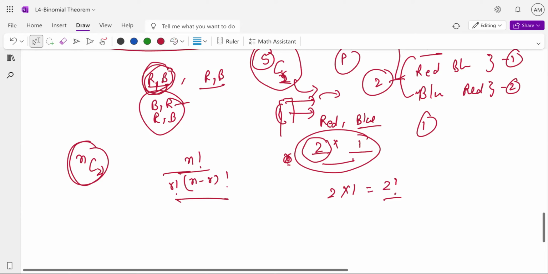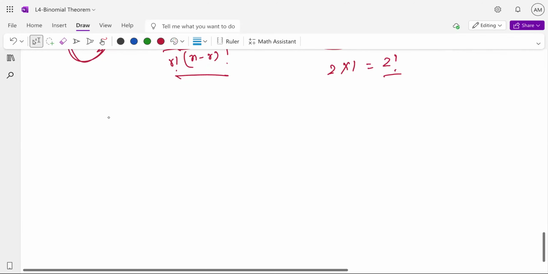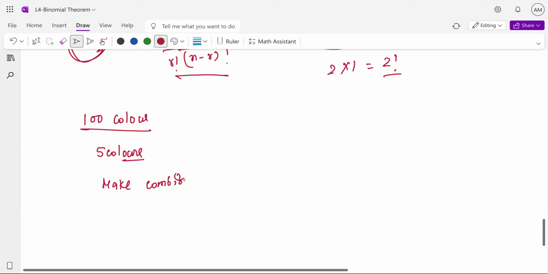Okay, I'll go with a better picture. Just assume I have 100 boxes, or you can say 100 different shades of colors. What I want is to take five colors out of these 100. So if you go with a combination, I will say make combinations. What are the possible combinations? It is 100C5. Is that clear? These are the number of combinations I can make.